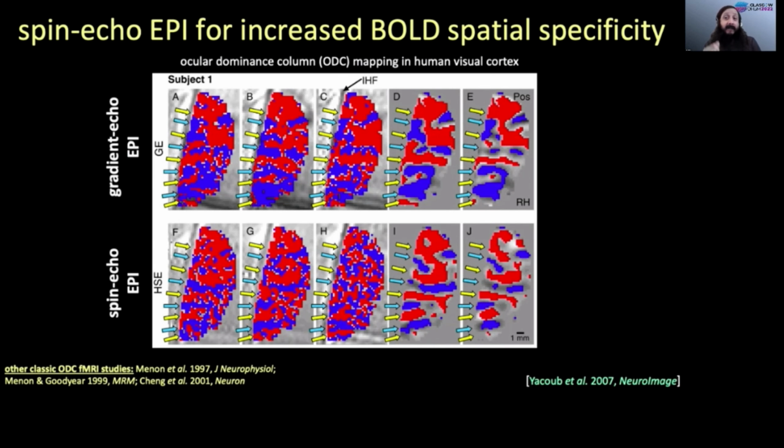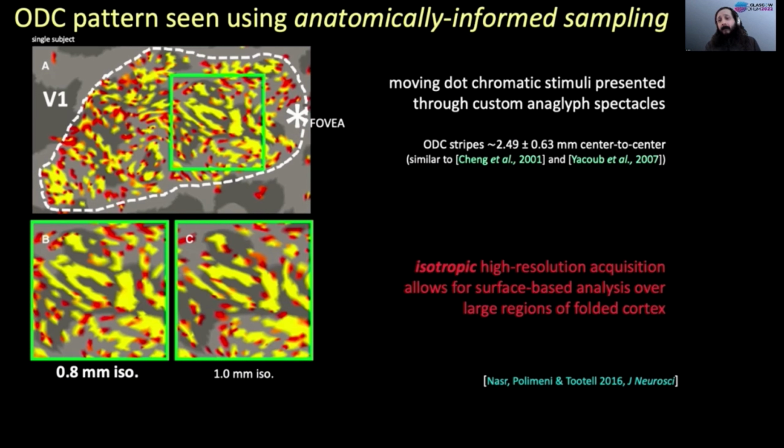And indeed we can. Evidence of ocular dominance columns has been seen in humans for about 25 years, but perhaps the best known example is from Essa Yacoub, who showed that spin echo BOLD, which is less sensitive to large veins compared to gradient echo BOLD, can be used to resolve this ODC zebra stripe pattern in humans. And so we later demonstrated that it's possible to image this ODC pattern with gradient echo BOLD over a large region of V1 using our anatomically informed sampling approach. So here, our isotropic high-resolution acquisition and our surface-based analysis allowed us to avoid those pial veins and see this pattern over a large region of folded cortex. We're no longer restricted to locally flat patches of cortex as in previous studies.